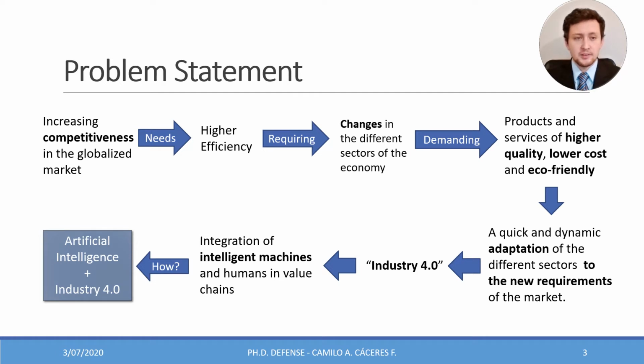The problem statement starts with the increasing competitiveness in the global market that needs higher efficiency, what pushes us to make some changes in different sectors of economy, demanding products and services of higher quality, lower cost, and eco-friendly. It leads us to a quick and dynamic adaptation of the different sectors to be able to fulfill the new requirements of market. What is the initial motivation of Industry 4.0?